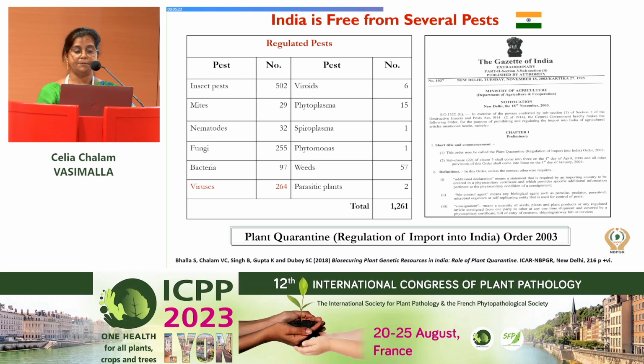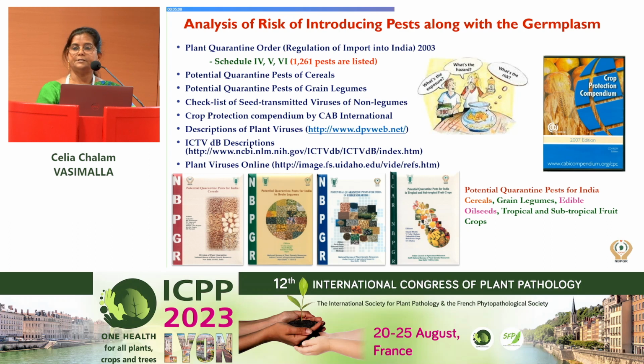And India is free from several pests. More than 1,200 pests are regulated as per the Plant Quarantine Order 2003, out of which 264 are viruses. When the germplasm comes into the country, we do the pest risk analysis, like other speakers have already dealt with. For us, Plant Quarantine Order 2003 is a Bible or Bhagavad Gita or Quran, and we use the Crop Protection Compendium by CABI, and in one click we know what pests can come along with the crop. We also brought out edited volumes of potential quarantine pests for India, crop group wise: cereals, grain legumes, edible oil seeds, and the recent one is tropical and subtropical fruit crops.